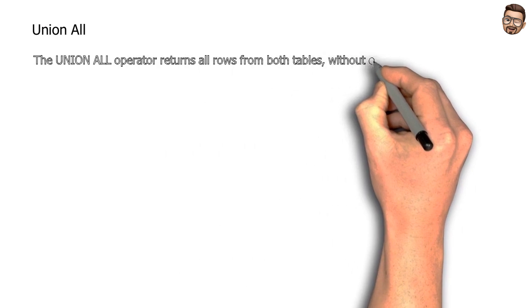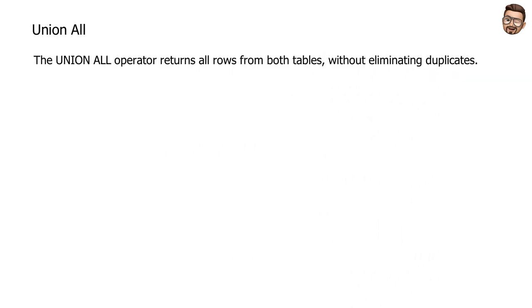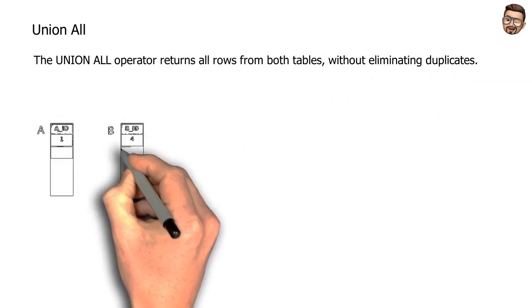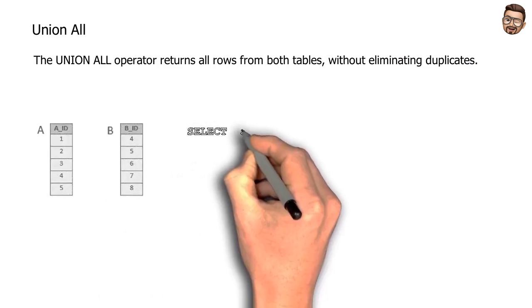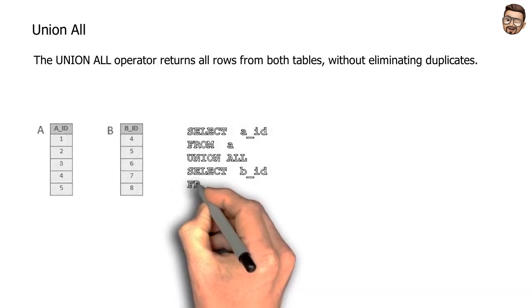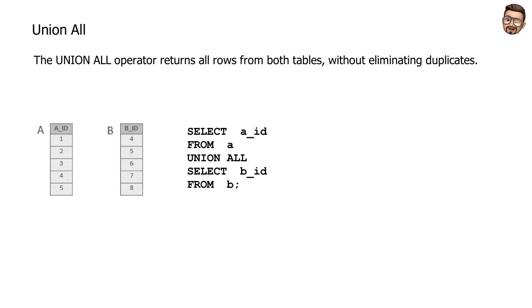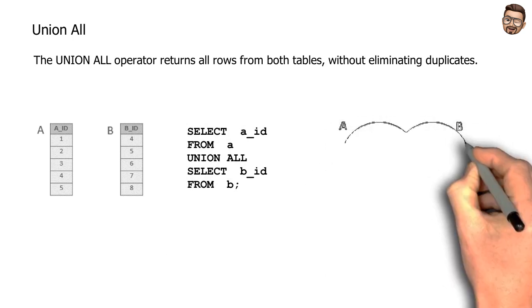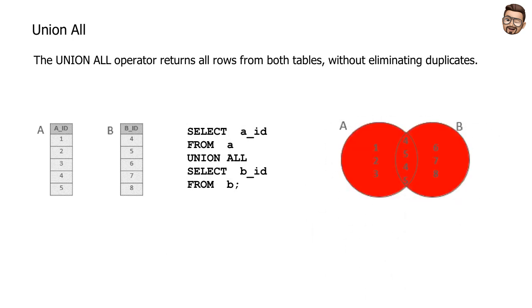If you want the duplication of the data from table A and table B, we can use union all. For example, select AID from A, union all, select BID from B. The result that we will get is 1, 2, 3, 4, 5, 4, 5, 6, 7, 8. The duplication will not be removed.